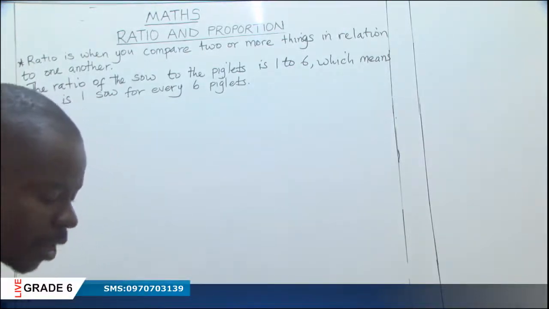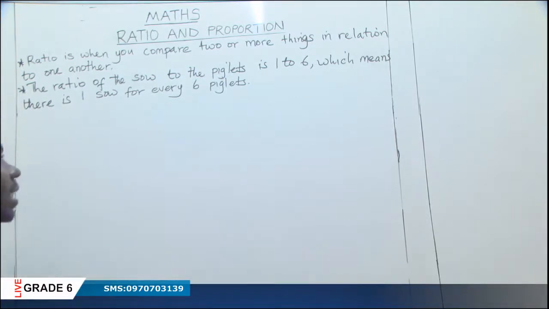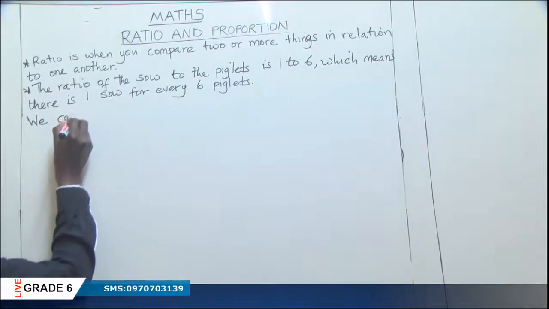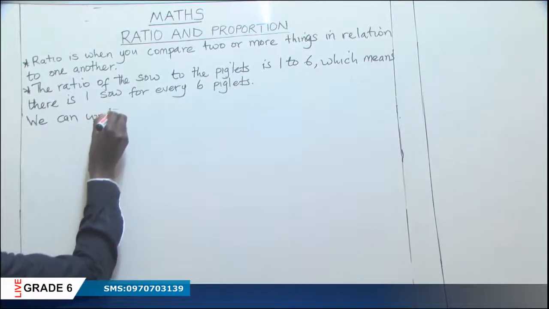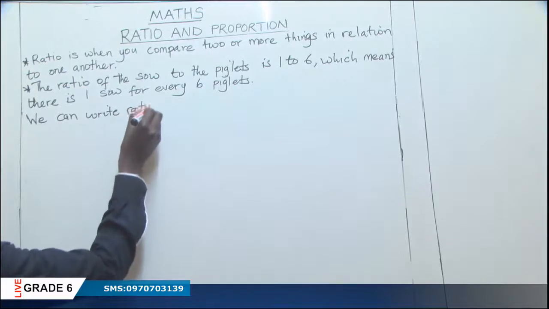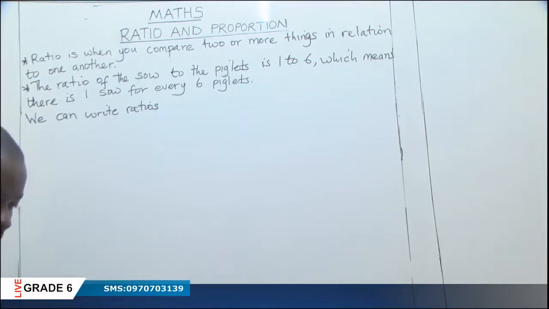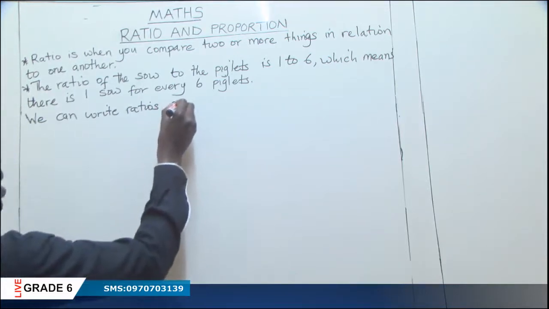All right. So, boys and girls, I want you to follow me as I'm explaining. The ratio of the sow to the piglets is 1 to 6. There are 3 ways in which we can write ratios. Number 1, we can write ratios as follows.